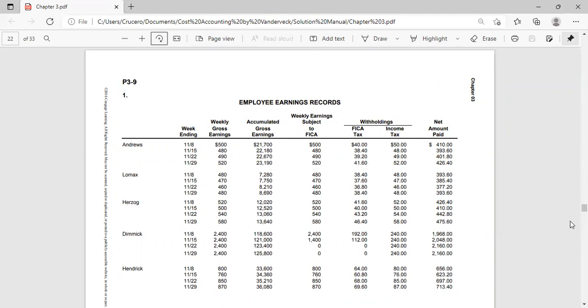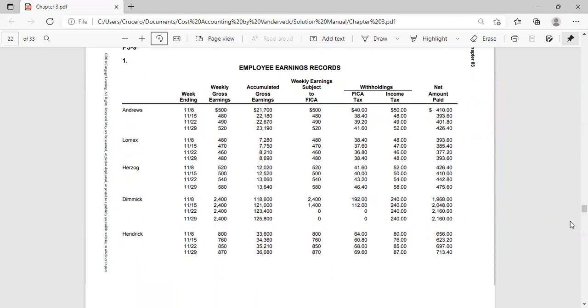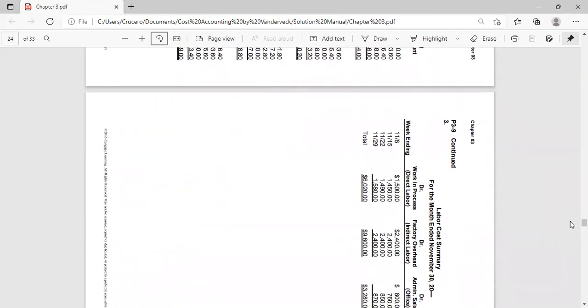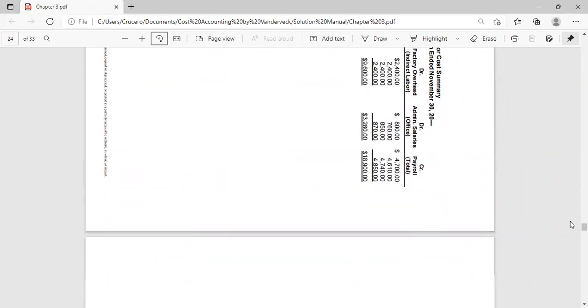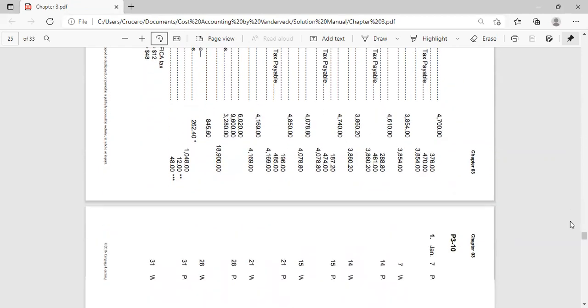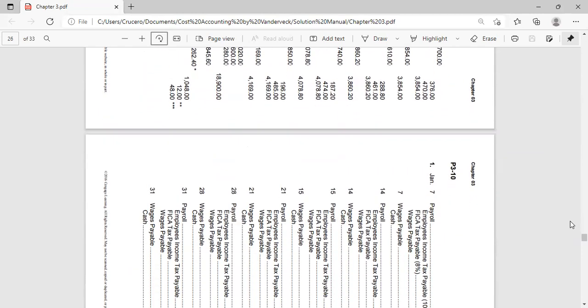Required, prepare the journal entries to record the foregoing transactions, including the distribution of payroll costs. So we have now the journal entries in requirement number 1. With the journal entries, here we have the summary. Let's have 3-10 for our required journal entries, and the rest of the requirements.